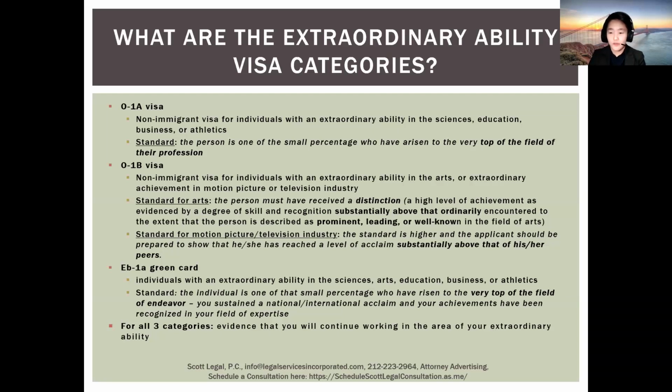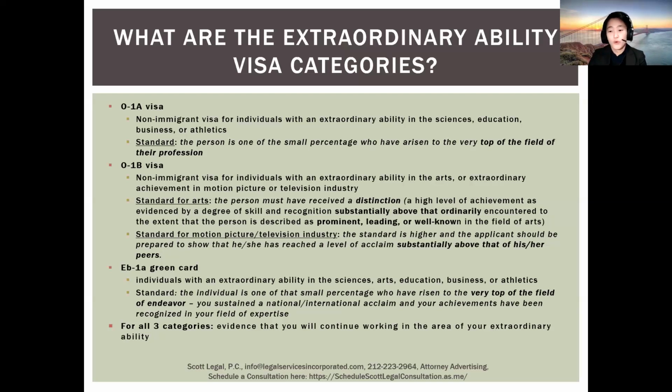So let's look at the standard for the arts. The standard for extraordinary ability for the arts is that the individuals must have distinction. And what does distinction mean? It means a degree of skill and recognition that is substantially above that ordinarily encountered in the field, such that the individual can be described as prominent, leading, or well-known in the field of arts. So you can already see that it is a little different from the O-1A visa category that we've talked about, the standard there, which calls for someone who has risen to the very, very top of their field of endeavor. You can see that the level of expertise that they're requiring for the O-1B is a little different.